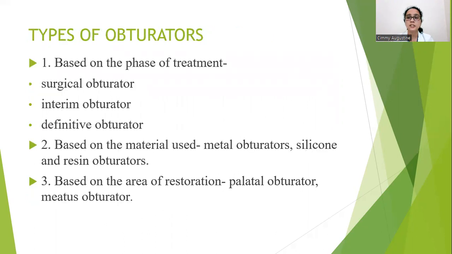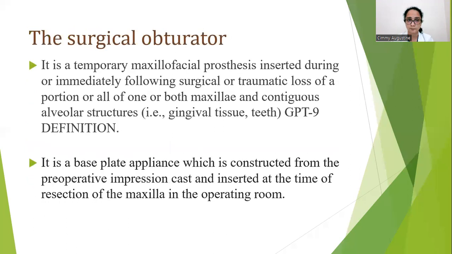Now, depending on the phases of treatment, obturators are divided into surgical obturators, interim obturators, or definitive obturators. Depending upon the material used for fabrication, it can be a metal obturator, a silicone obturator, or a resin obturator. Depending upon the area of restoration, it can be either a palatal obturator or an obturator of the meatus. Now, what is a surgical obturator?